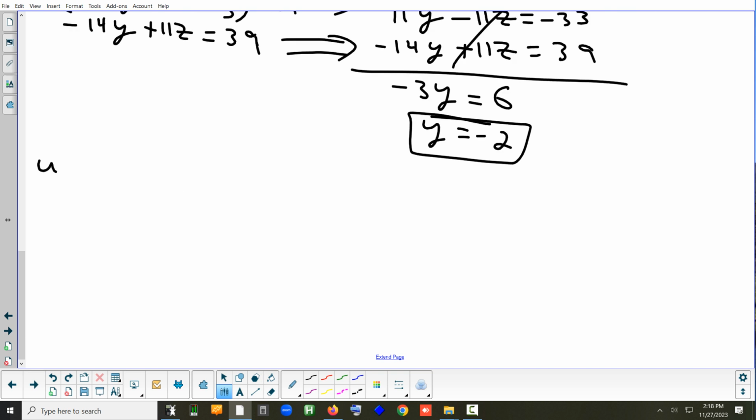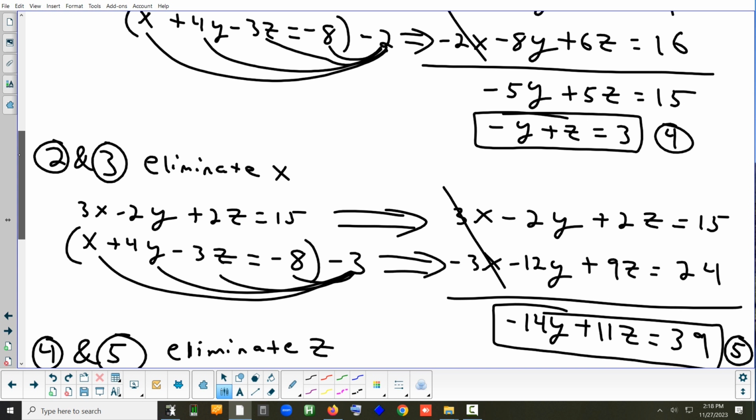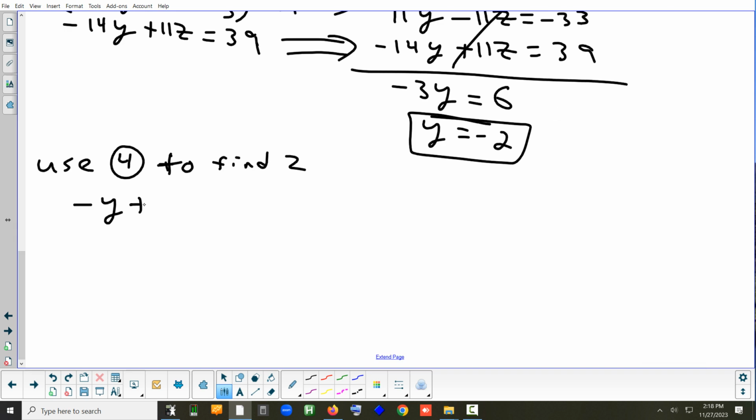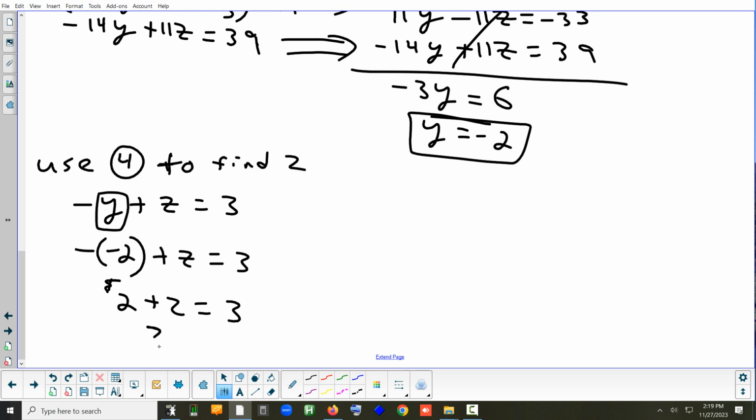So let's use 4 to find z. So equation 4, negative y plus z equals 3. Okay. And what's y? Negative 2. So fill in a negative 2 right there. Negative 2 plus z equals 3. What's negative 2? 2. Yeah. 2 plus z equals 3. So what's z? 1. Here's your second answer.